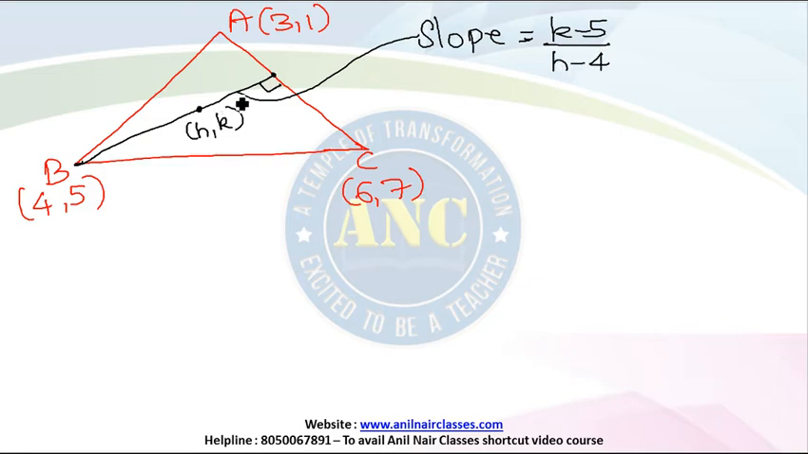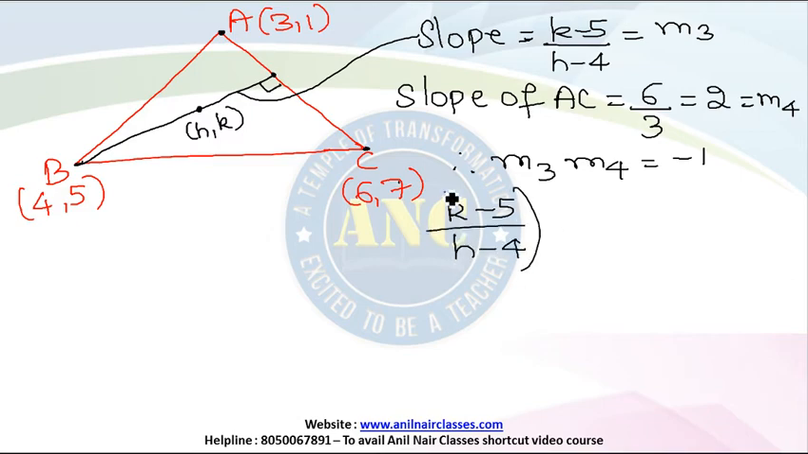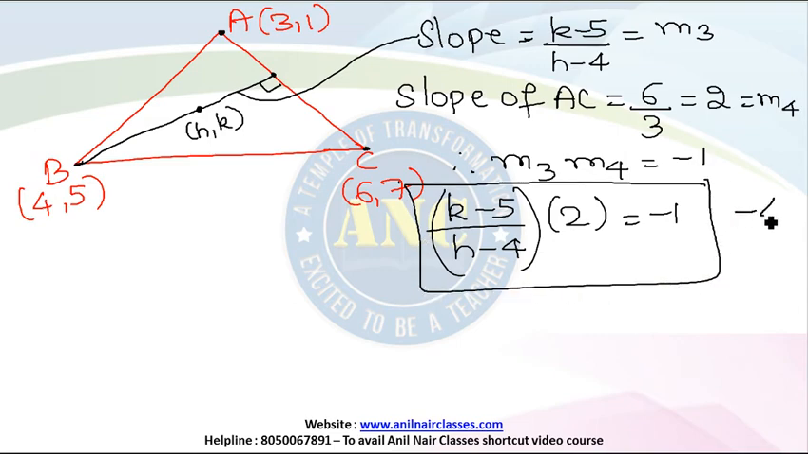And this altitude is perpendicular to which line? It is perpendicular to AC, so find the slope of AC. Same logic: slope of AC is y2 minus y1, 7 minus 1 is 6, divided by 6 minus 3 is 3. So it is 6 by 3, which is 2. This I will call m4, and the other I will call m3. We know that m3 into m4 is minus 1 because those two lines are perpendicular to each other. m3 is (k minus 5) divided by (h minus 4), m4 is 2, and the product is equal to minus 1. I will name this equation 2.